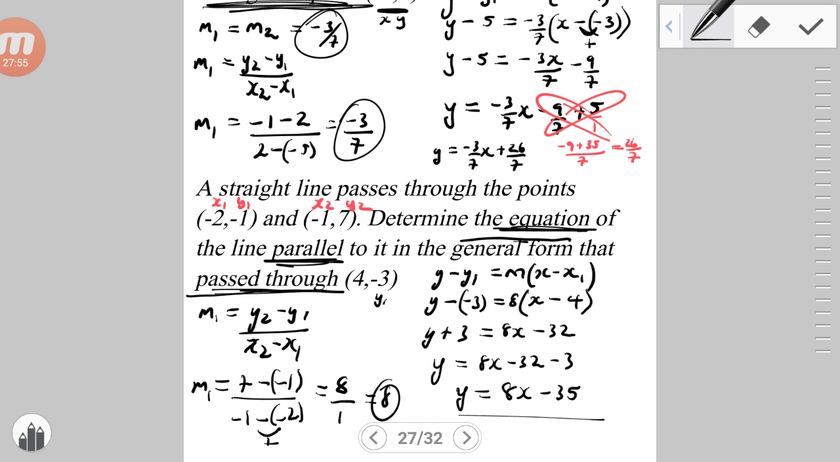If they wanted it in the standard form, ax plus by plus c, we just naturally transpose the 8x over here, so we end up with -8x. y is already over there, so that's positive y, and -35 becomes positive 35, equals 0. They didn't ask for it, but in the event that they did, that's exactly what you would do.